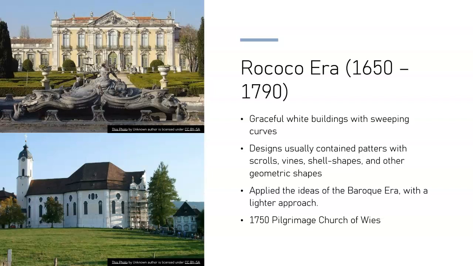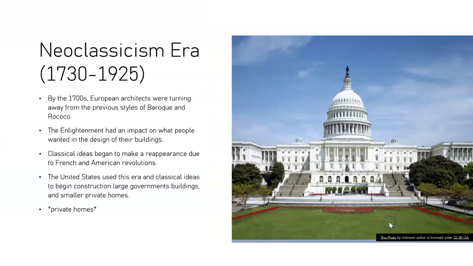On the bottom is pictured the 1750 Pilgrimage Church of Wies, which was an example of a building that would have been built during this era. And the picture on the top is an example of a building that would have been designed during the Baroque era. As you can tell, there's a lot of difference between the two of them. But the Pilgrimage Church of Wies does have a lighter approach. So that was the major difference between these two eras.